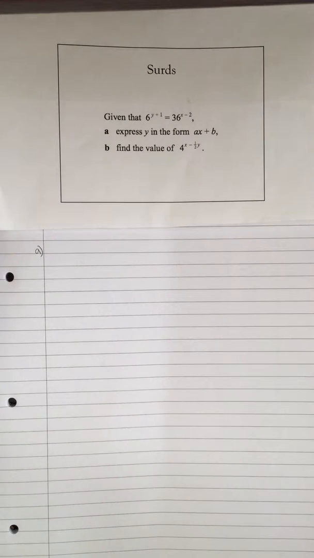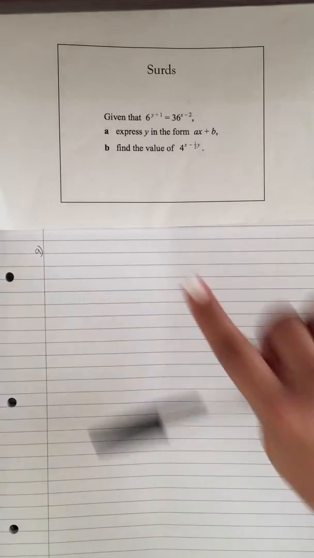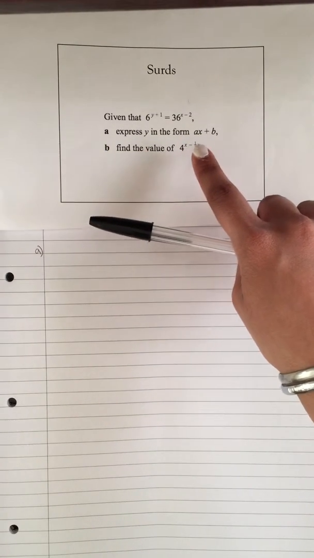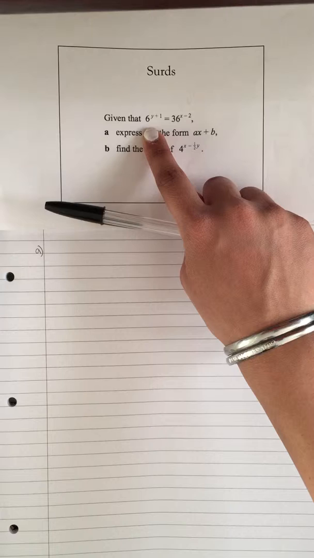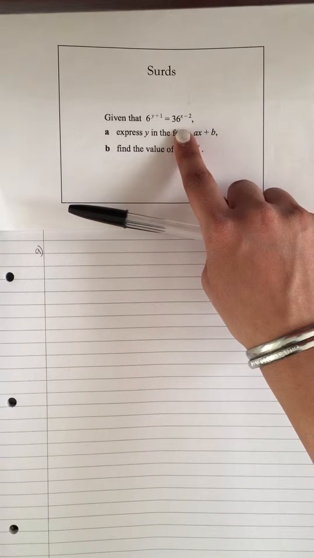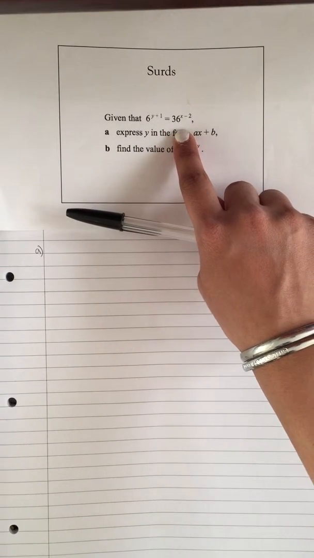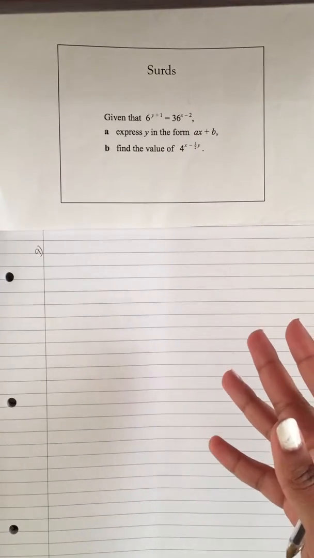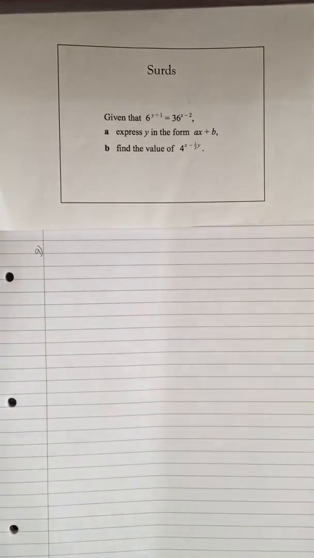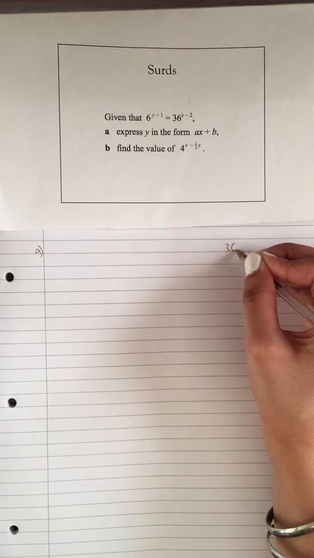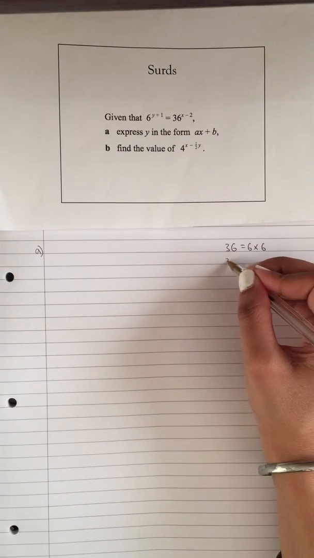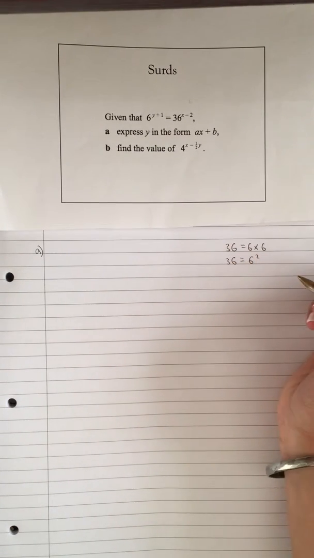So, for part A, the method is to try and get the base the same, or the base of the power the same. So we have 6 on the left hand side and 36 on the right hand side. So we can look for the highest common factor between 6 and 36, which is 6. So we can write 36 is equal to 6 times 6, or we can write this as 36 equals 6 squared.